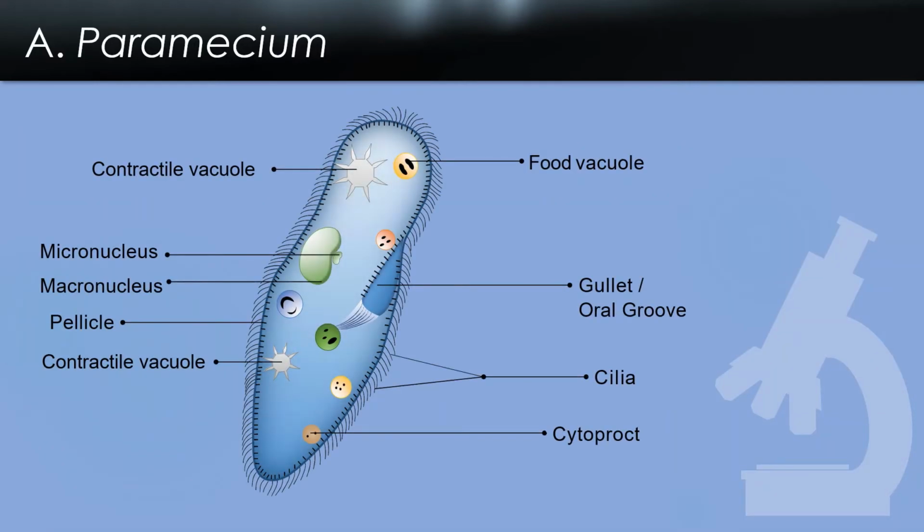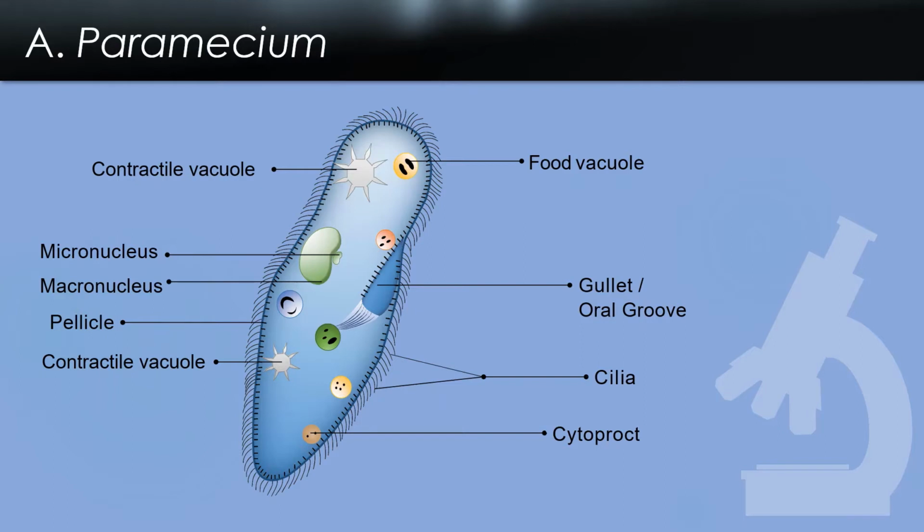Here's an artist image of a paramecium, and the structures that you're going to look for are the contractile vacuole, food vacuole, the oral groove, which is also sometimes called a gullet, and the macronucleus. You may notice there's a macro and a micronucleus on there. Paramecia actually have two kinds of nuclei. The large nucleus is called the macronucleus, and the small one is called the micronucleus.